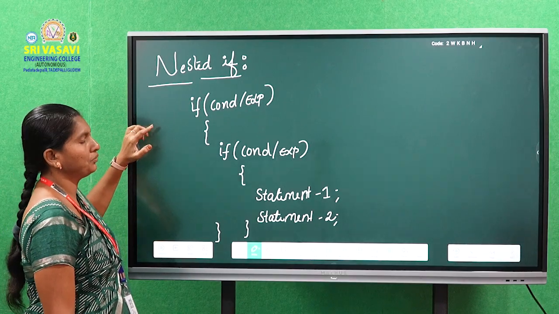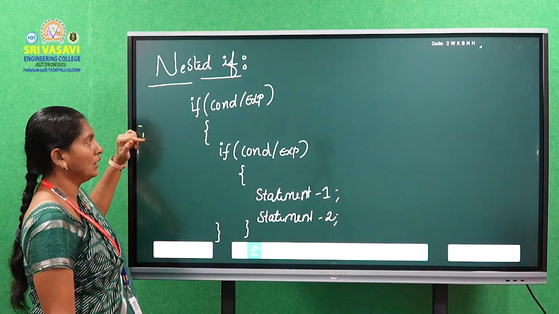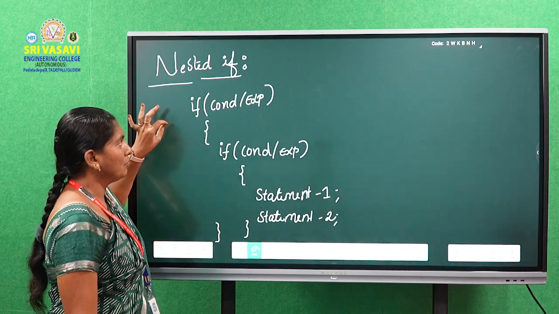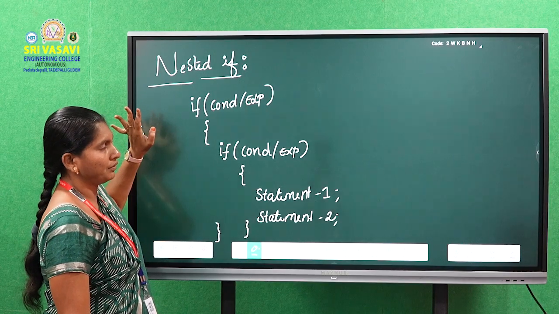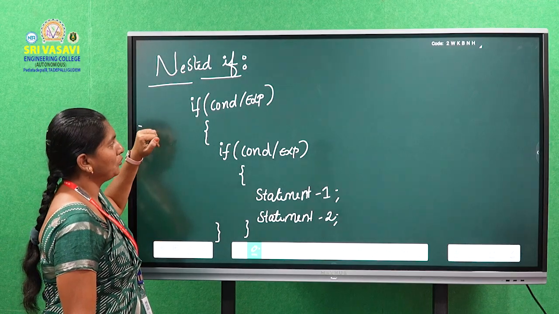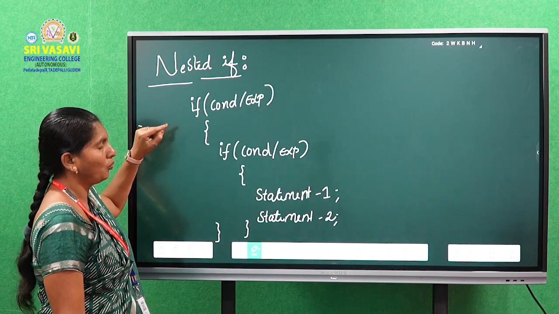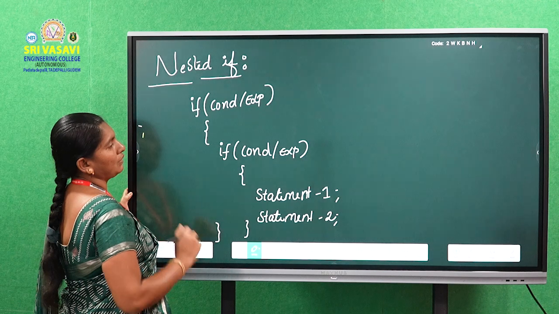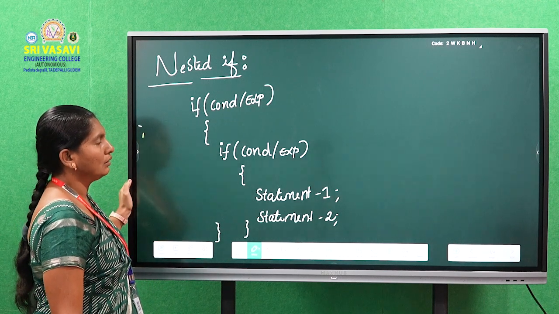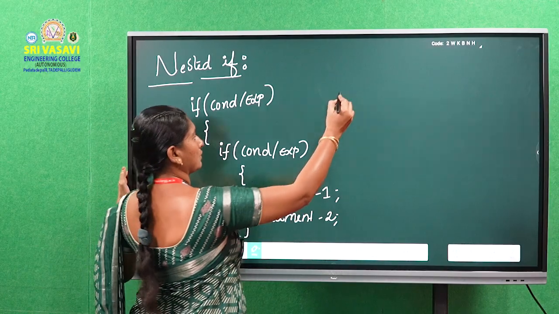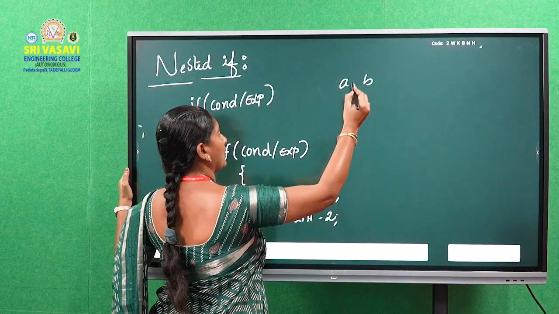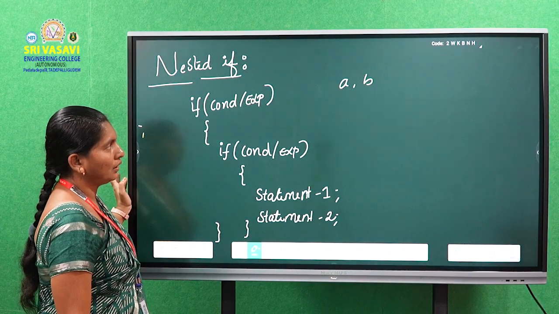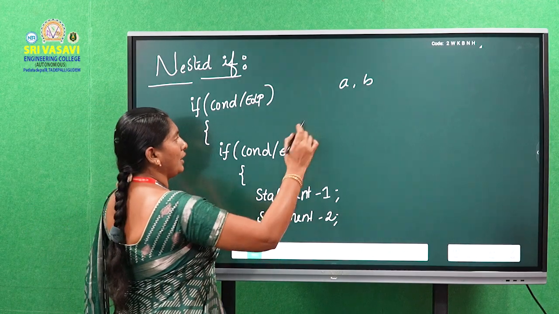When will we use nested if? If I want to check only one condition, then we will go for a simple if or if else. If I want to check two conditions, how will we check those two conditions? Let us consider one example. If I want to find the maximum of two numbers, that means I am having two variables a and b. I want to find which one is the maximum value and which one is the minimum value. Here, one condition is enough.